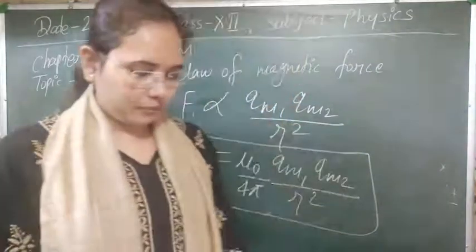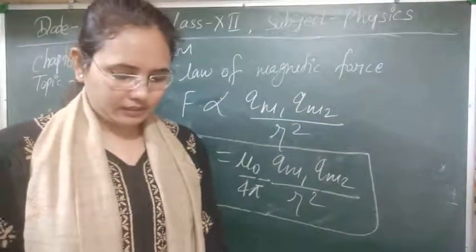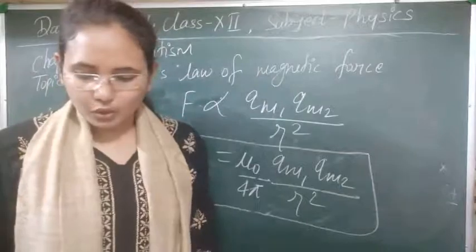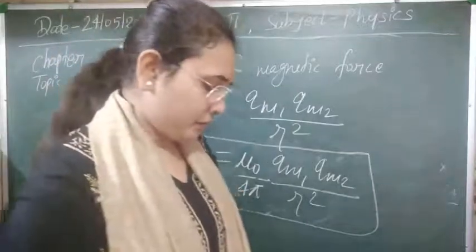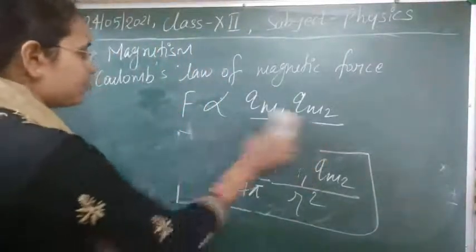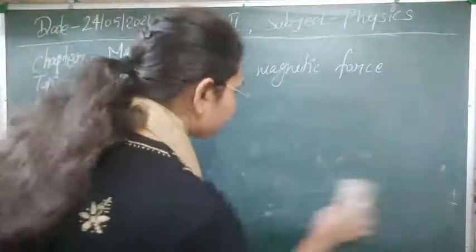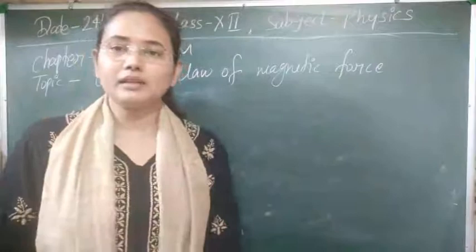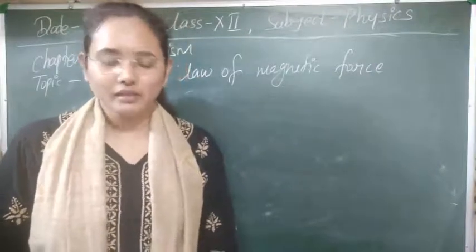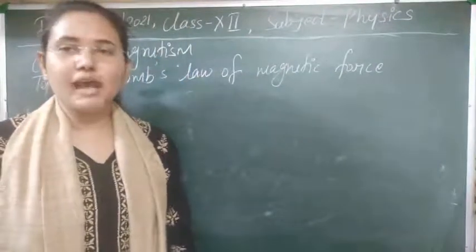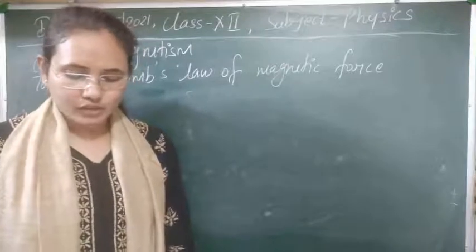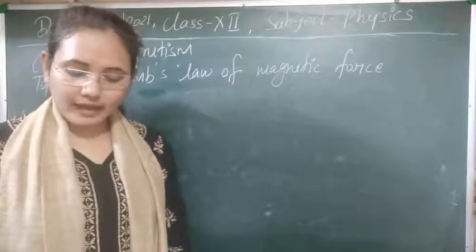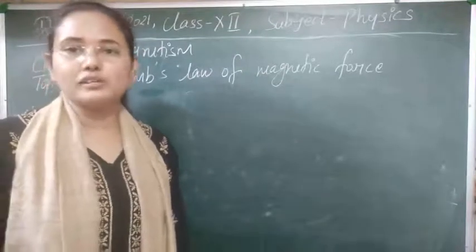The numerical problem that I have taken here is: two magnetic poles, one of which has a pole strength 10 times that of the other. So in the question, first thing given is that we have two magnetic poles in which one has 10 times stronger pole strength than the other.